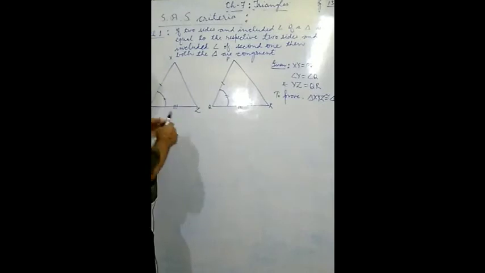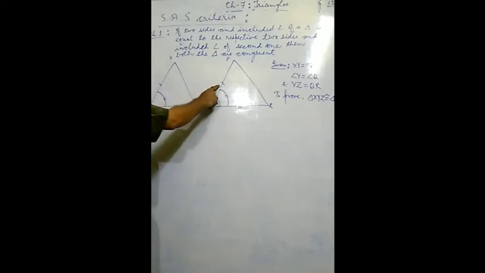Now we have to prove theorem number 1 of the side angle side criteria. What is theorem number 1? If two sides of a triangle along with the included angle, this angle is known as included because this angle is formed by these two sides, so this angle is known as the included angle. If two sides along with the included angle are respectively equal to two sides along with the included angle of the second triangle, then both the triangles are what? Congruent.